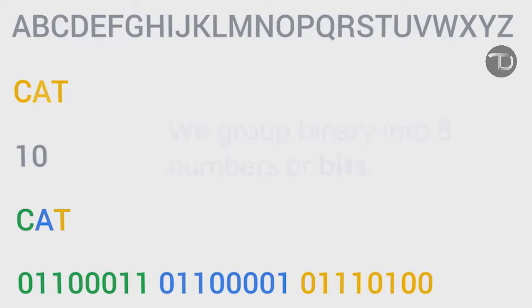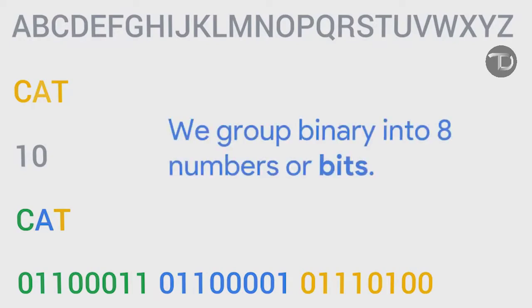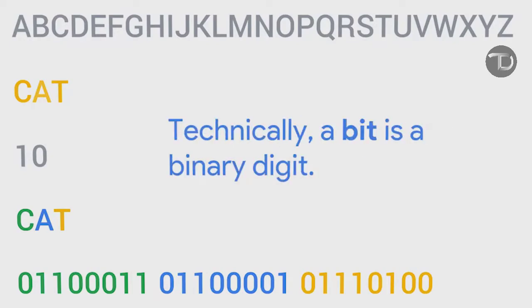In computing terms, we group binary into 8 numbers or bits. Technically, a bit is a binary digit. Historically, we use 8 bits because in the early days of computing, hardware utilized the base 2 numeral system to move bits around. 2 to the 8th numbers offered us a large enough range of values to do the computing we needed. Back then, any number of bits was used, but eventually the grouping of 8 bits became the industry standard that we use today.